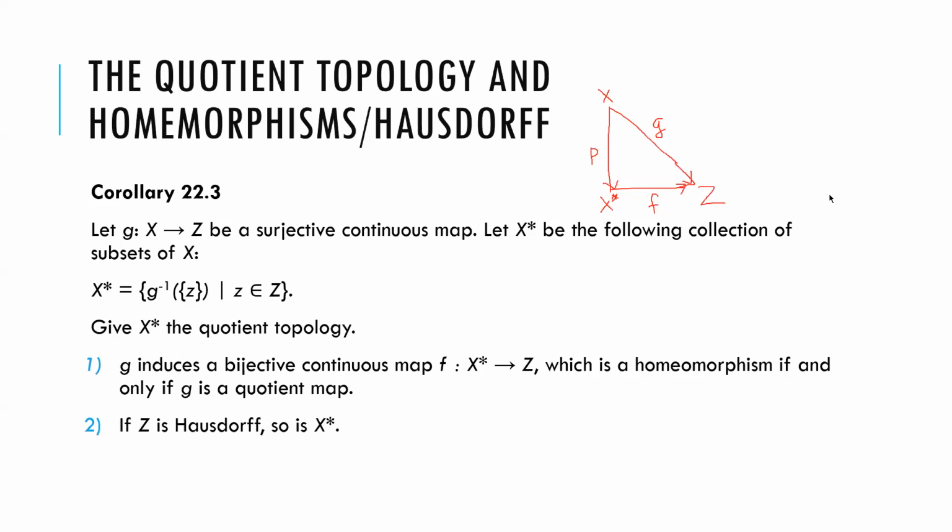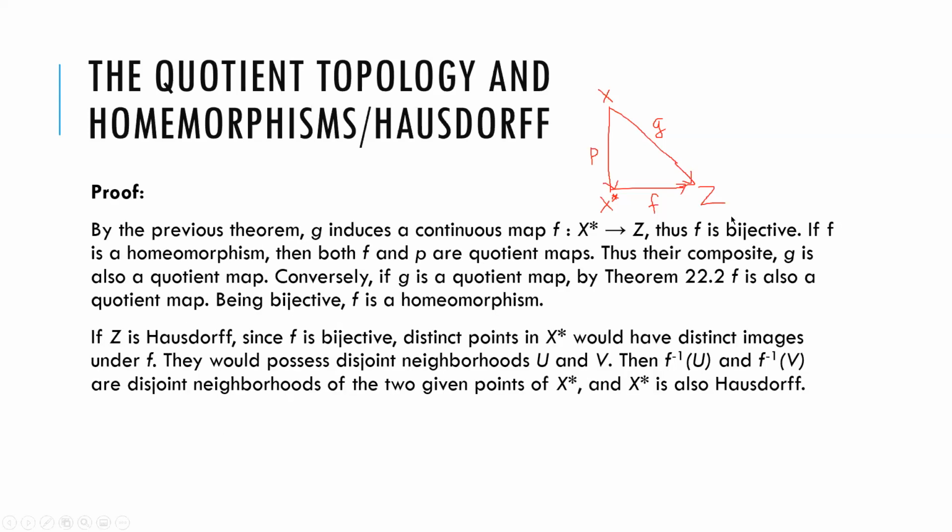So what were your other 2 examples? Oh, we have more proof. This is actually in the book. They just stated it's bijective and don't go into explaining why. So if we do this, we just take that F is bijective, then if F is a homeomorphism, both F and P are quotient maps, and their composite G is also a quotient map. And conversely, if G is a quotient map, again, by our previous theorem, F is also a quotient map, and since it's bijective, F is a homeomorphism.